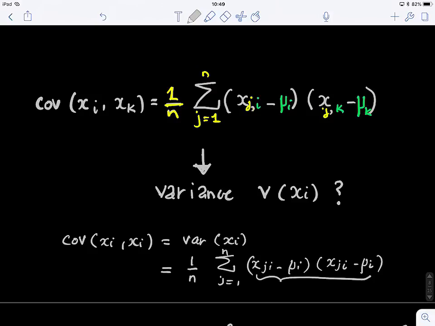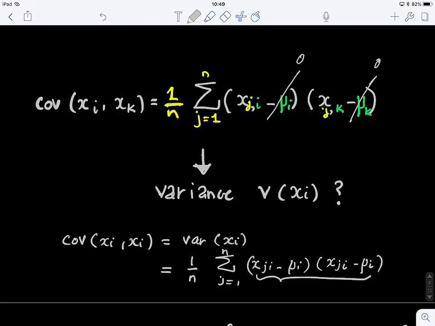Sometimes we pre-process the data, so we shift it in such a way that we make its mean equal to 0. What do we get? What is the formula here? So if we apply this to the covariance matrix, then it's very simple. So we're going to remove this because this will be equal to 0, right? So we will have xji times xjk.